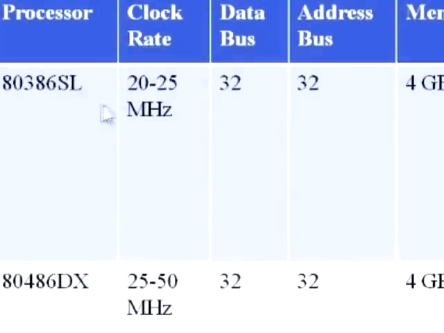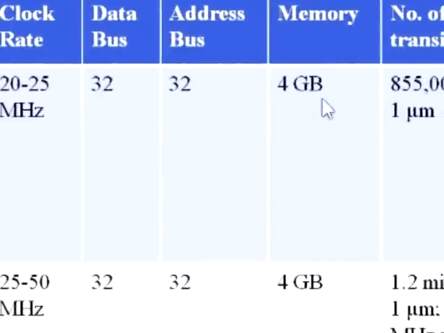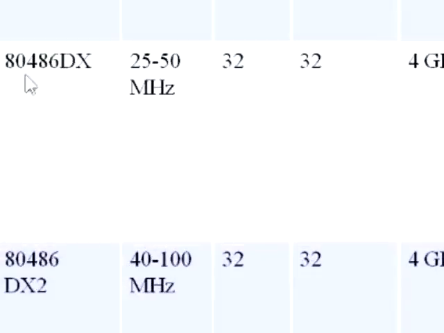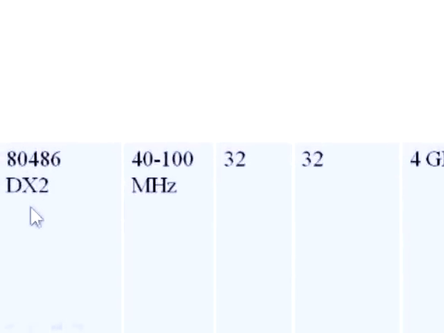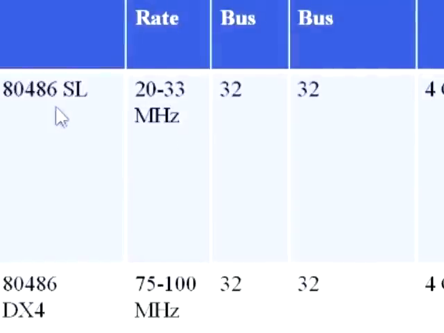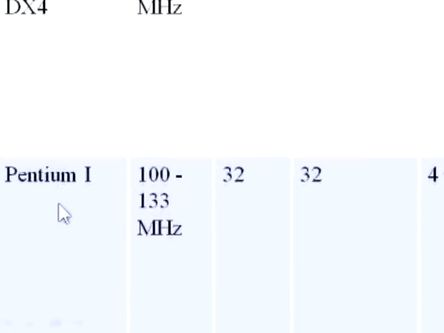Then you have 386 SL. Here the data bus size is 32, so we can say that the word length of this processor is 32, the address bus is 32, so the addressable capacity becomes 2 to the power of 32, which is equal to 4 GB. The next version is 80486DX. The next one is 80486DX2, which is a dual clock processor. Then 80486SL, which is exclusively designed for embedded systems. Then 80486DX4, and we have Pentium processors.